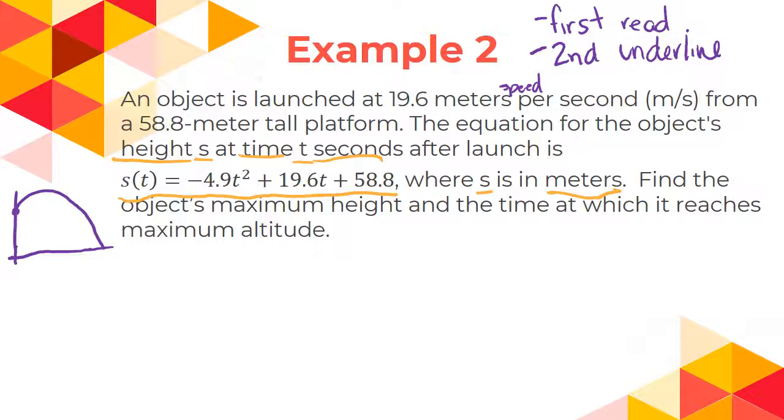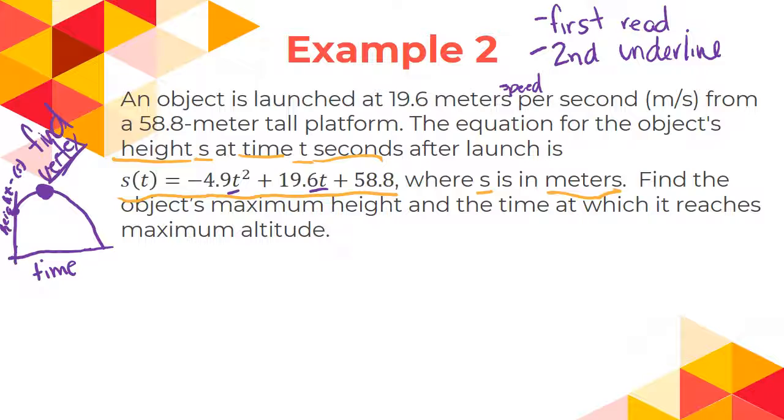So if I take a look, I'm trying to find the maximum height and the time. So if I was to label my axes, usually x is time. Well, if I look, t is in the place of x in the equation as well. And s is my height. So this is height on my y-axis, which is represented by the letter s. So if I'm looking for the maximum, that would be my vertex. So my goal is to find my vertex in order to answer this question.